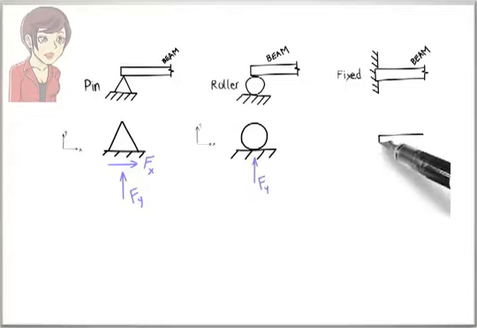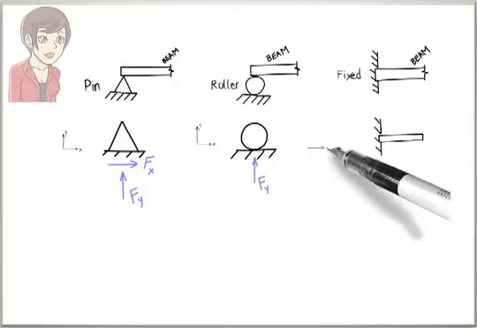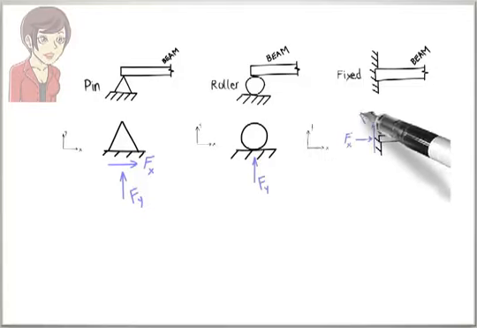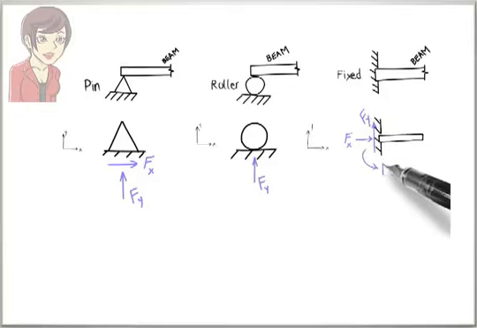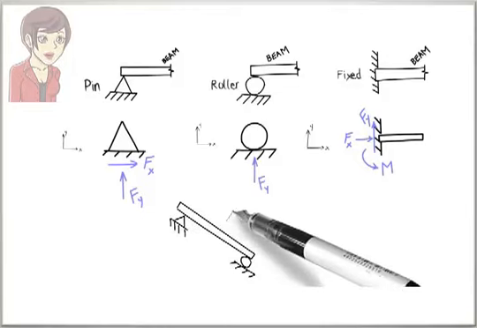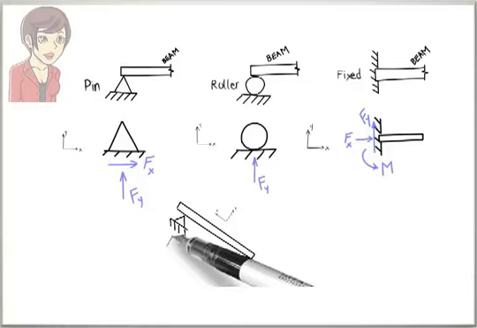A fixed support has three reactions: a force in the x direction, a force in the y direction, and a bending moment about the z-axis. To clarify, let's look at two examples. Suppose our beam has a pin support and a roller support. Here, there are three reaction forces, two forces associated with the pin support, and one force associated with the roller support.